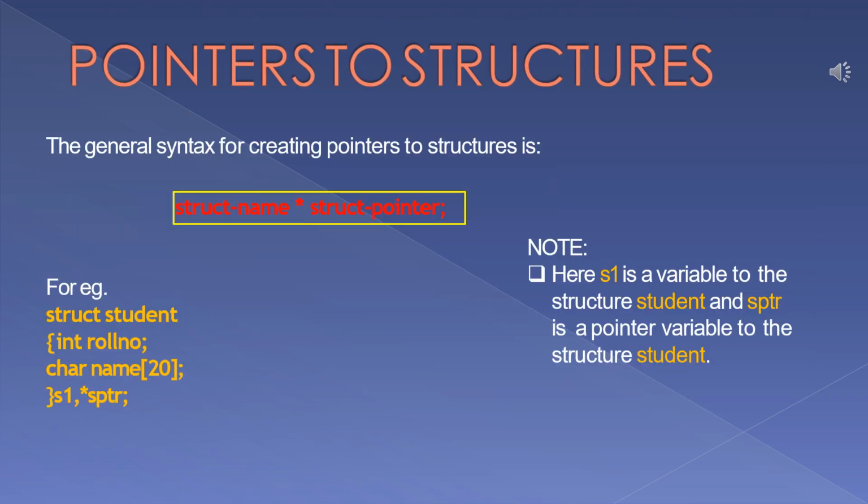Next we will see how to make pointers point to structures. The general syntax is structure name, or you can call it the structure tag, star structure pointer variable. Now see the example over here. We have declared a structure, struct student, which has roll number and name. S1 is a structure variable of type student. SPTR is a pointer variable of type student. And we can make SPTR point to S1.